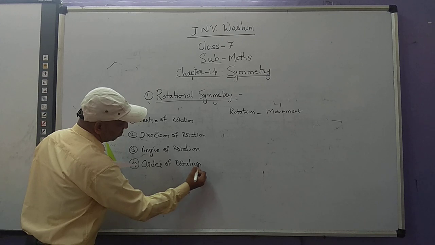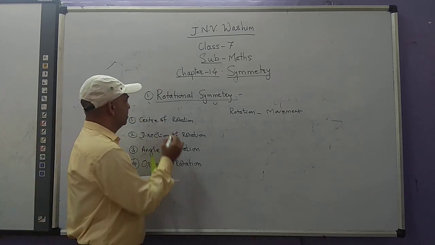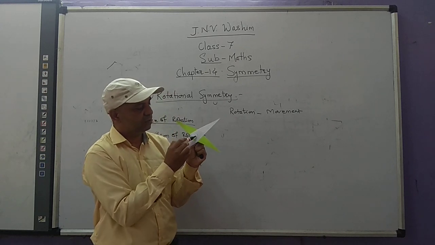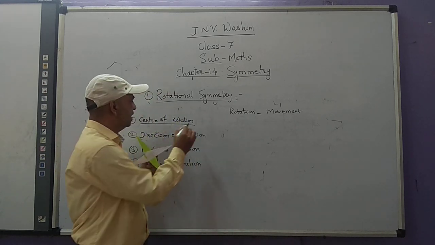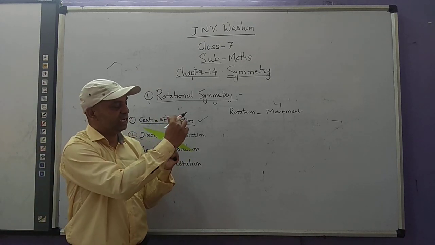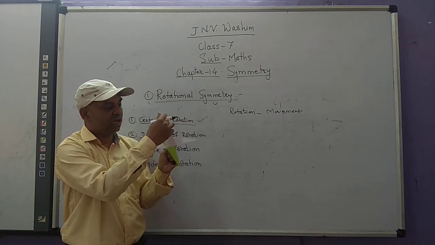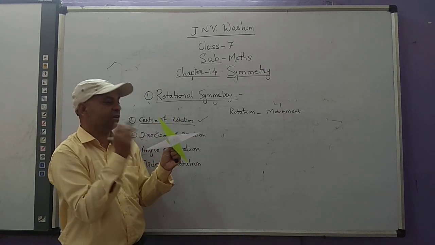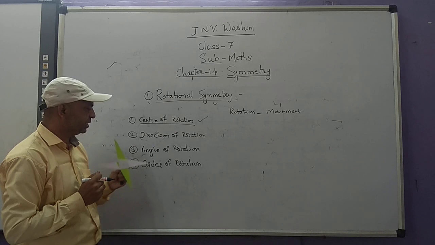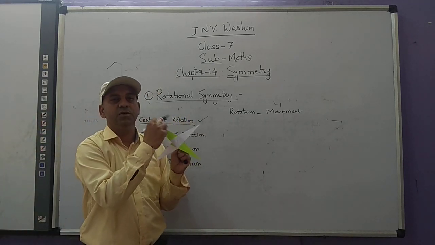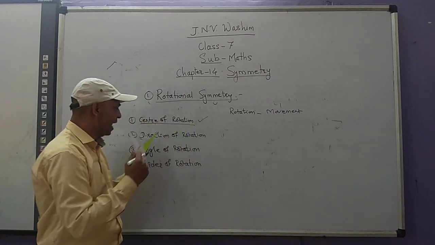Order of rotation. So what do you mean by center of rotation? The object rotates about the fixed point. It is called center of rotation. Direction of rotation means whether the rotation of the object is clockwise or anti-clockwise. Angle of rotation: the rotation of the object through an angle is called angle of rotation.